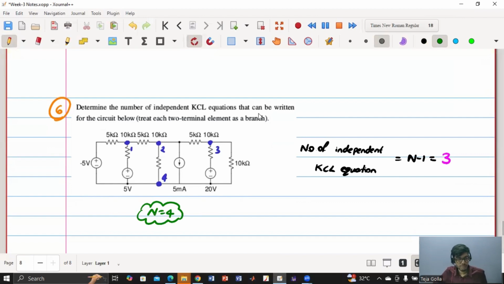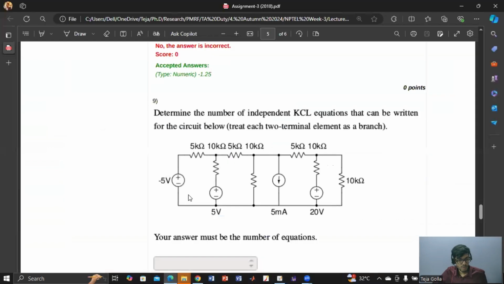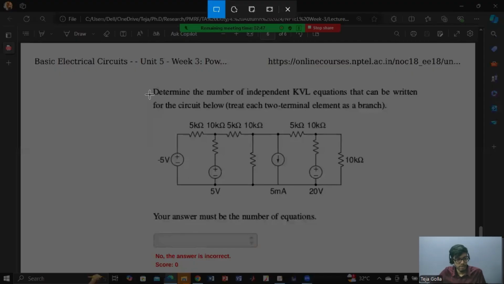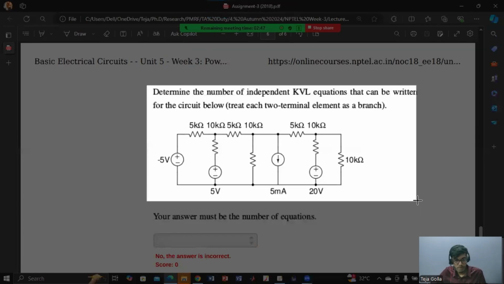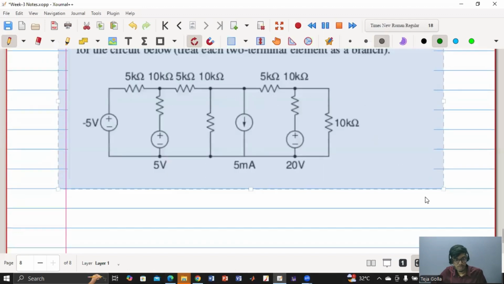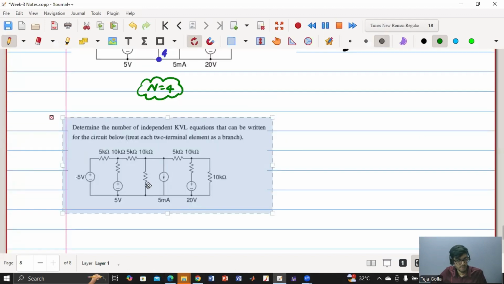Hello. No, sir. Okay. Clear, sir. So we'll solve the other question, which is the number of KVL equation. This is the question 7.